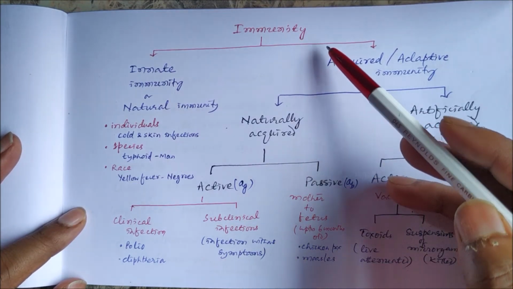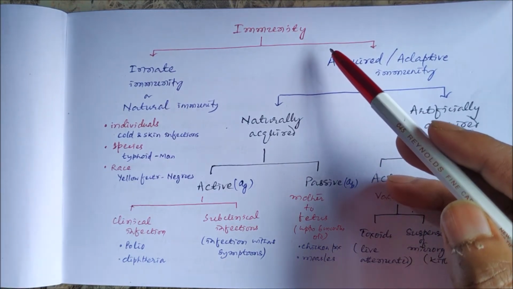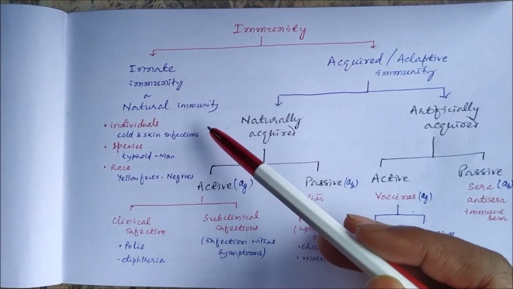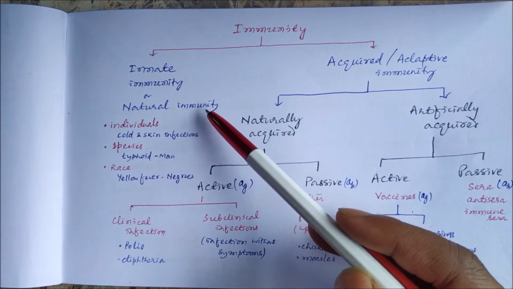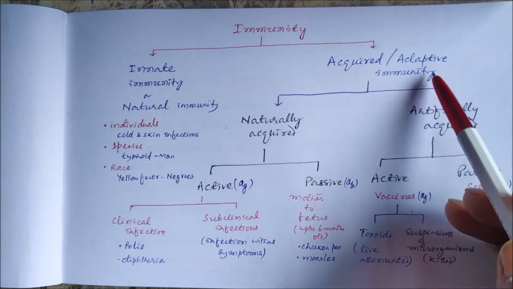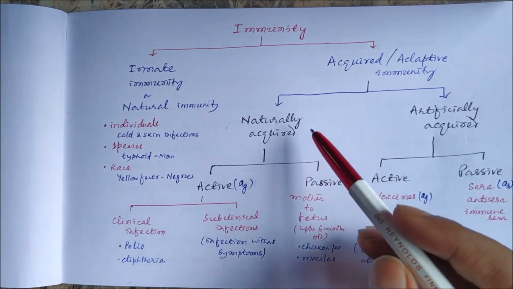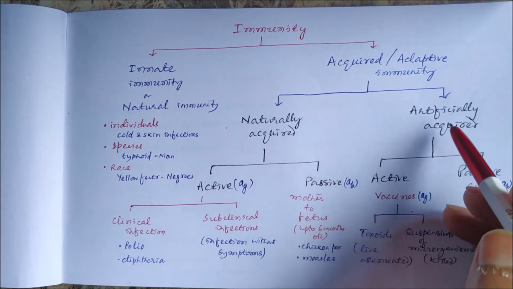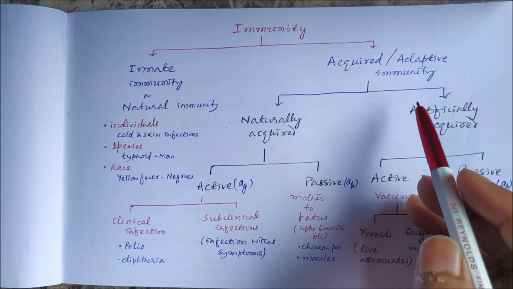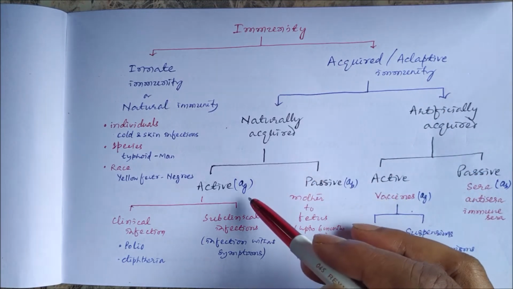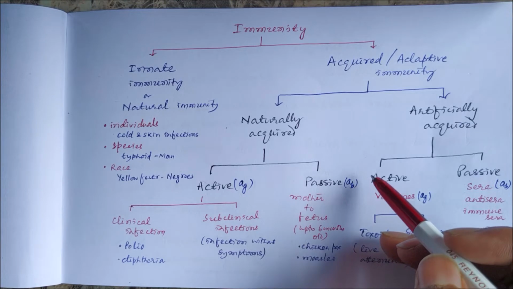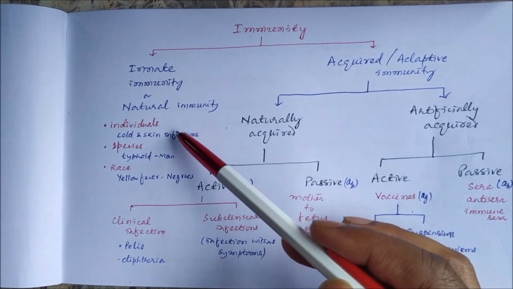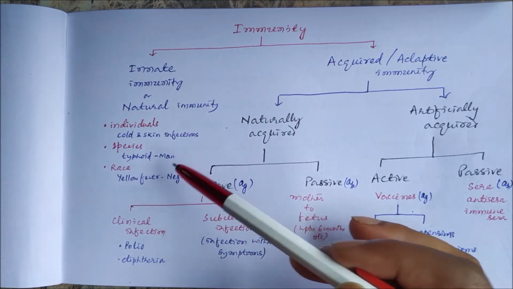Immunity is the natural defense mechanism of our body, and it can be natural immunity or acquired immunity, or adaptive immunity, and that adaptive immunity can be either naturally acquired or artificially acquired, and it can also be divided into active immunity and passive immunity. And the natural immunity can be at the level of individuals, at the level of species, at the level of race.